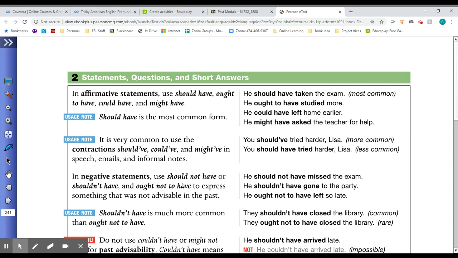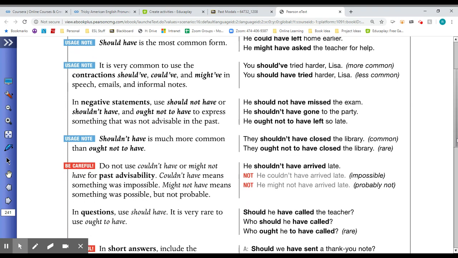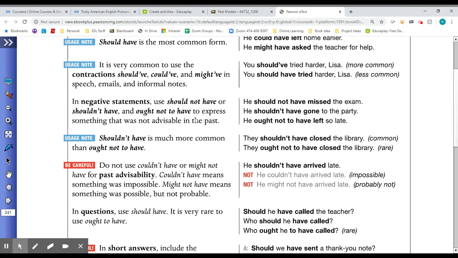In a negative statement, use should not have or shouldn't have. That is the most common. More formal would be ought not to have. Shouldn't have is more common. They shouldn't have closed the library.